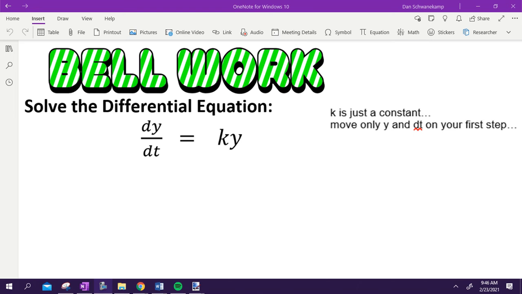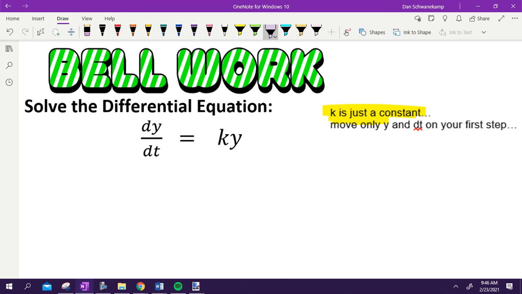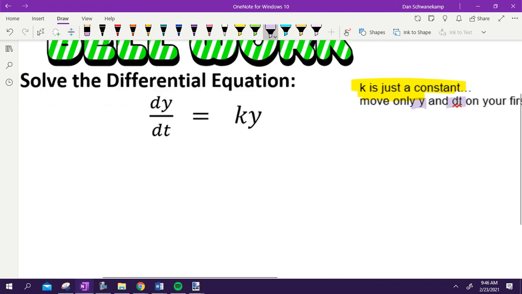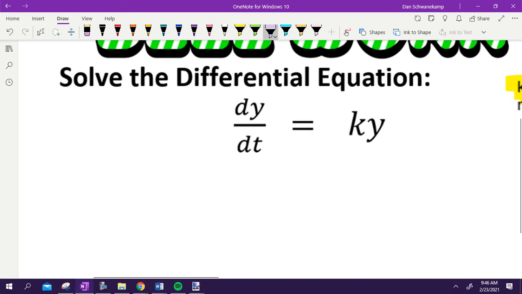All right, so k is just a constant, so keep that in mind. K is a constant. And move only y and dt on the first step. Now, you could have done more and gotten the same correct answer, but I'm going to show you what I'm doing here. This equation right here is directly proportional. That's what this is set up as, directly proportional.